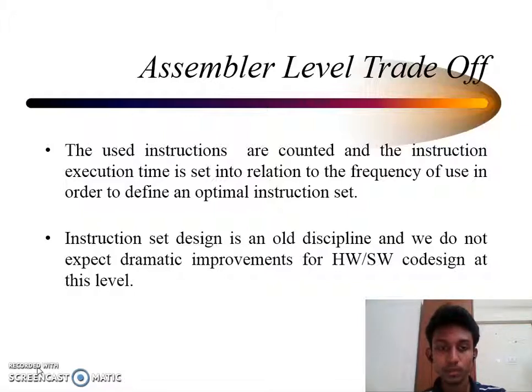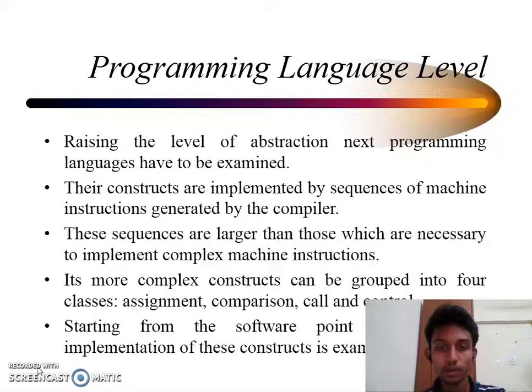So let's move on to the next level, which is the programming language level trade-off. It raises the level of abstraction. Next, programming languages have to be examined. Their constructs are implemented by sequences of machine instructions generated by the compiler. These sequences are generally larger than those which are necessary to implement complex machine instructions.